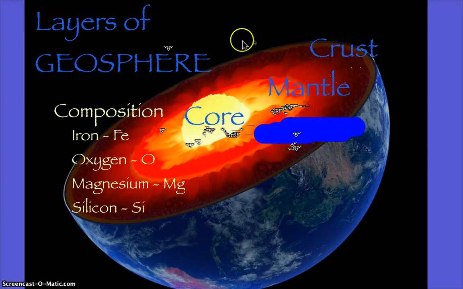the crust. But all I want you to know for the test is iron, oxygen, magnesium, and silicon make up the majority of the, or those are the elements that are found most in the geosphere. Okay? So even though I'm going to give you the composition of each for the test, I only want you to know that these make up the geosphere. Okay? So let's learn about the core a little.